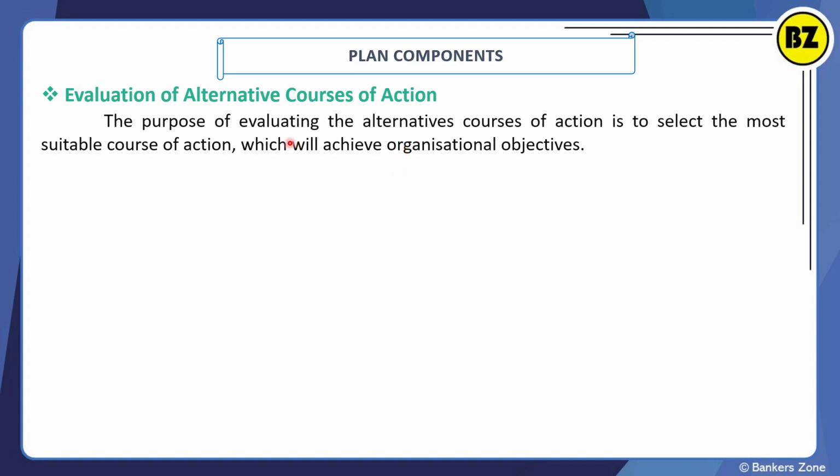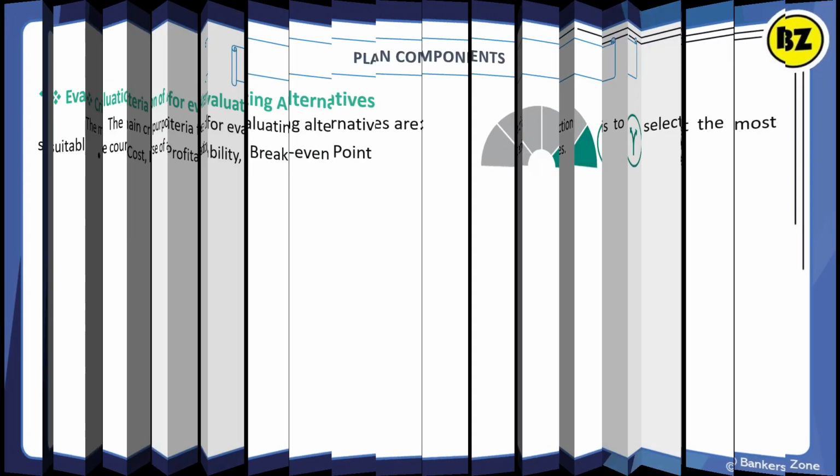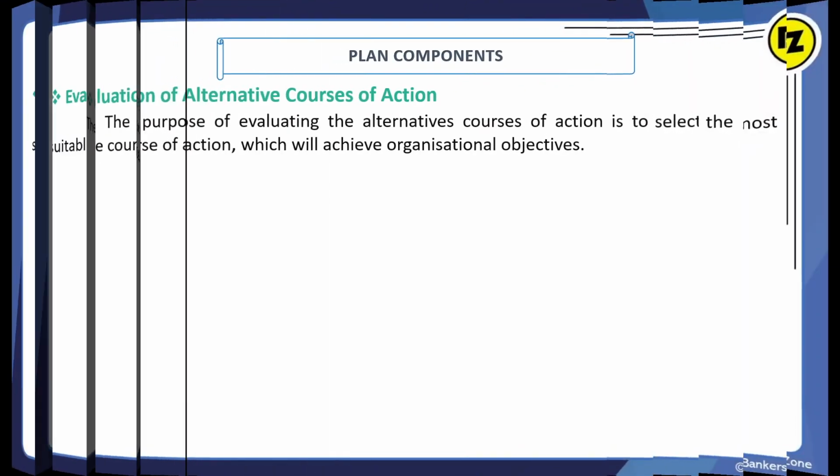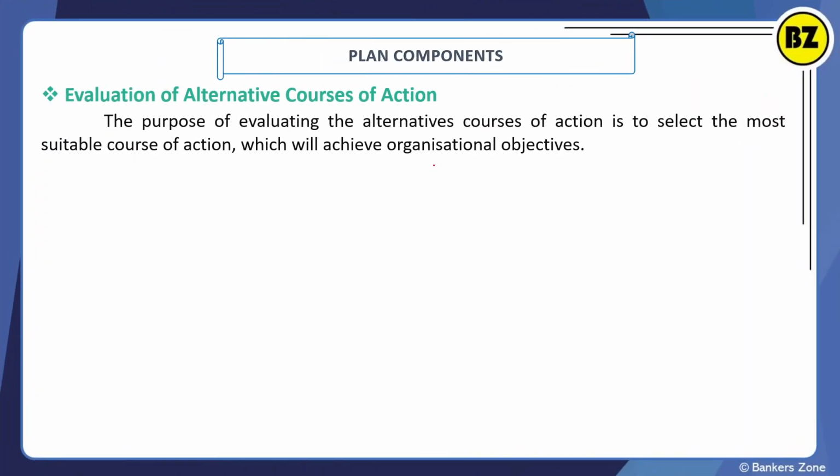So the purpose of evaluating the alternative course of action is to select the most suitable course of action which will achieve the goal, right? So here, understand what you mean by it. Because there is nothing to explain here. Alternative course of action, you have to choose. So why? You should have some alternative course of action, right?